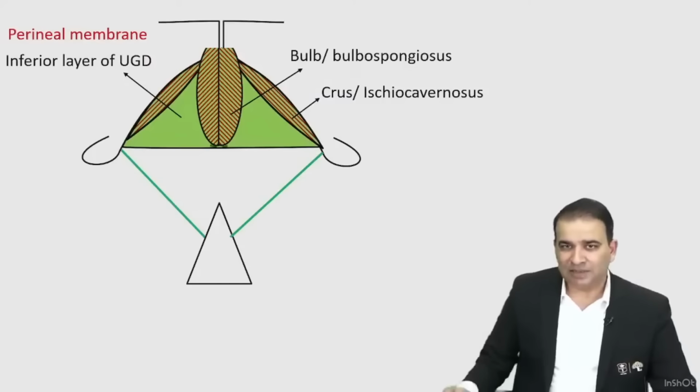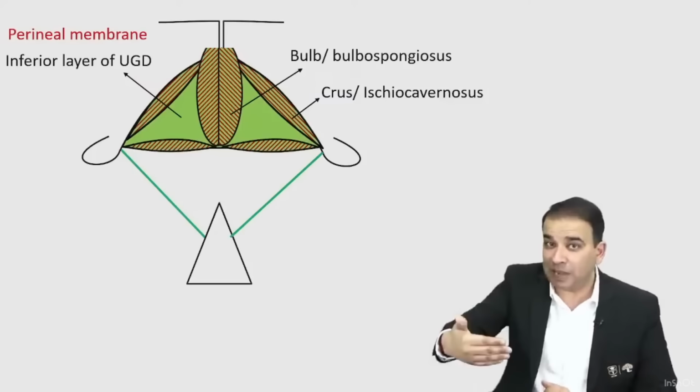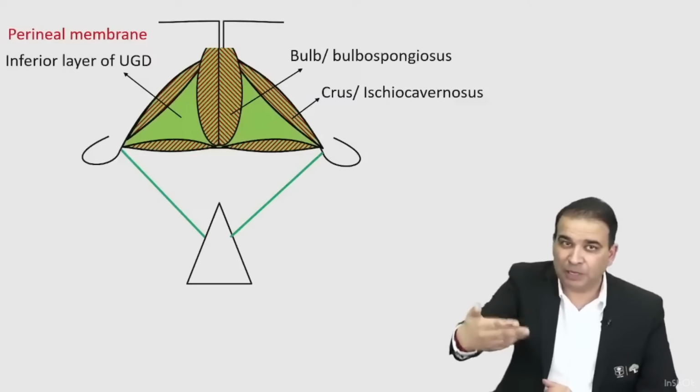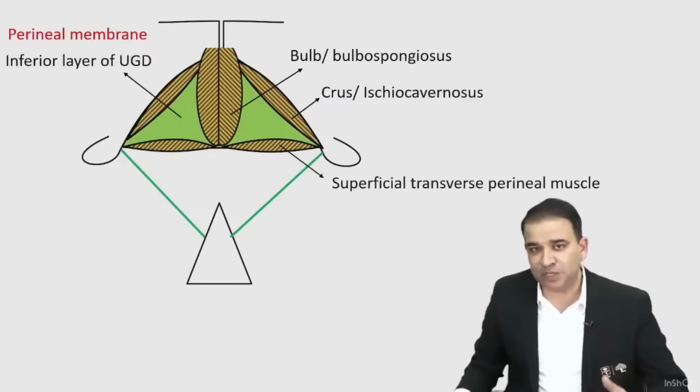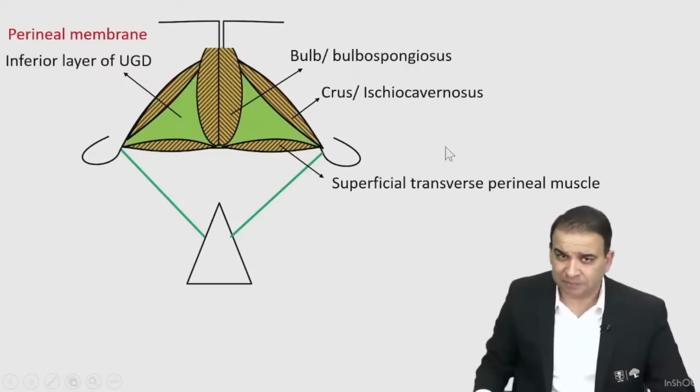There also is a muscle which is running transversely in the perineum, and because this muscle can be seen below the perineal membrane, you can see it below, it is below the perineal membrane, so it is a superficial transverse perineal muscle. This muscle is a superficial transverse perineal muscle.